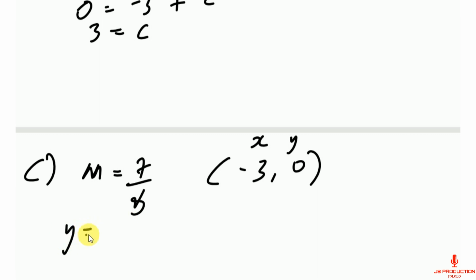So y is equal to mx plus c. We know that our y is 0. So 0 is equal to our gradient, that's 7 over 8.